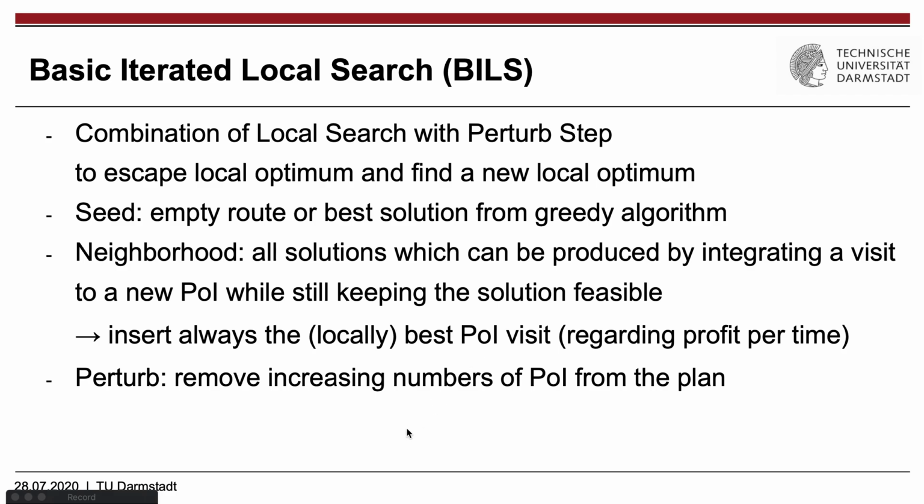Since in related work the iterated local search approaches scored very well, we also implemented an iterated local search. So this is our basic version of the iterated local search, where we combine the local search and the perturbed step. Our neighborhood in the local search step is defined as all solutions which can be produced by integrating a visit into the tour while still keeping the solution feasible. And in the perturb step, we remove increasing numbers of POIs to escape the local optimum.